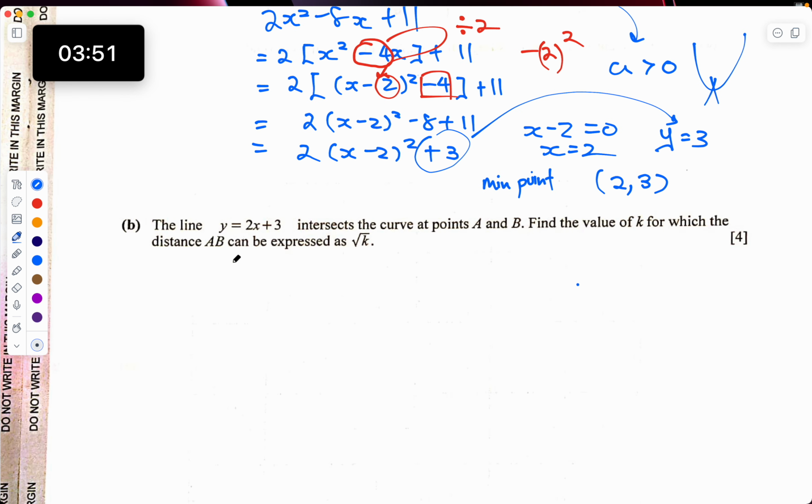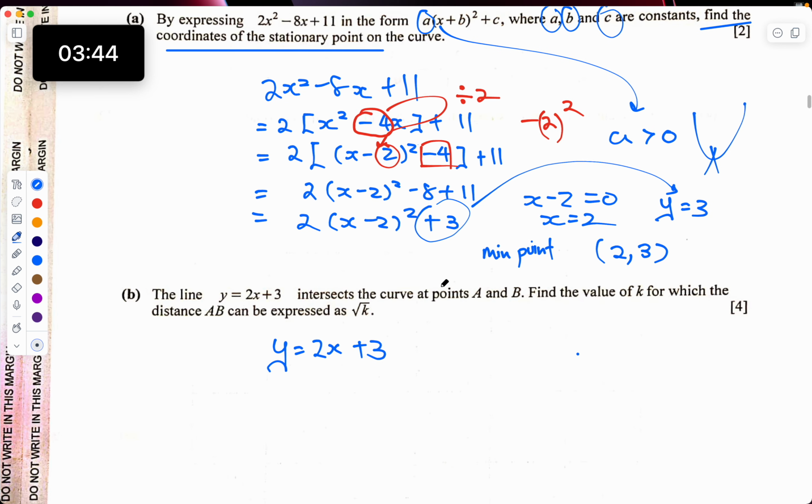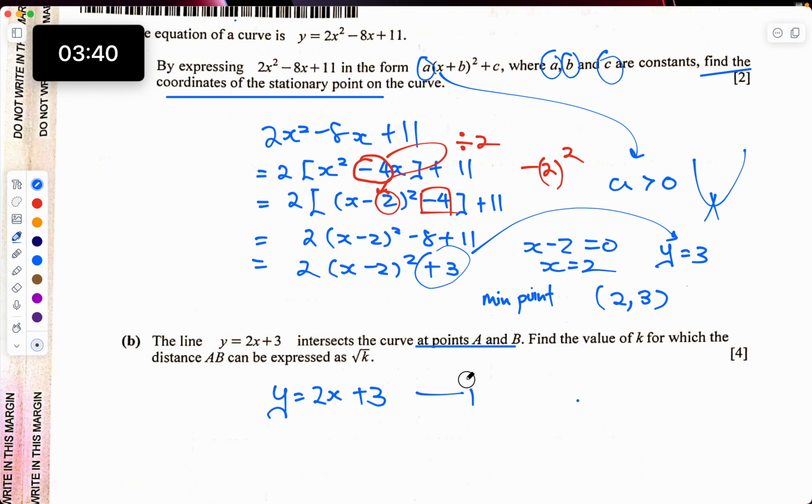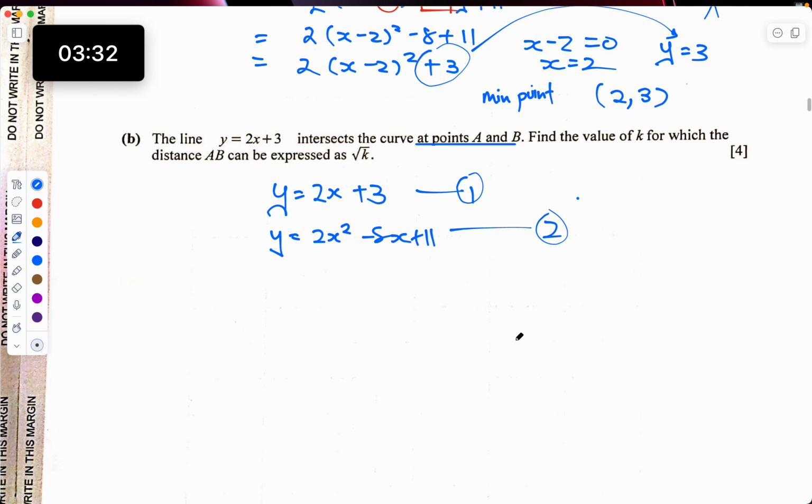Now they said that for the next part of the question, y equals 2x plus 3 is going to intersect the curve at the 2 points A and B. So we have this as the first equation, and this would be the second equation over here. In order to solve for A and B, they actually wanted you to find the value of k for which this distance AB can be expressed as square root k. So the first step is to just solve this simultaneously.